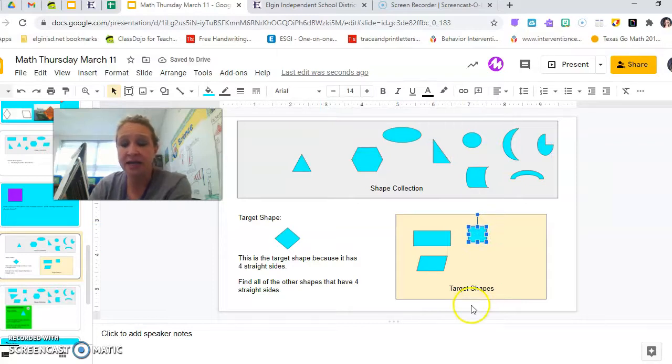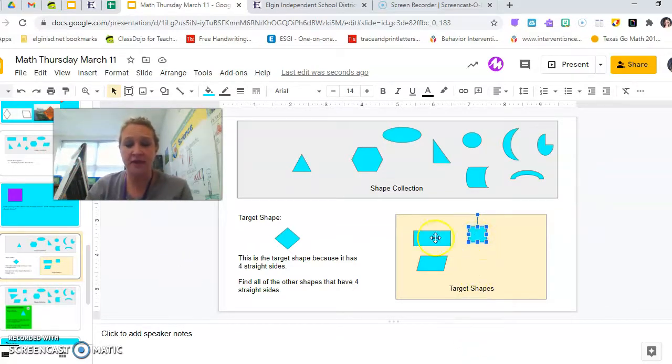Okay, are there any more shapes? Does this have 4 straight sides? No, this one doesn't even have sides. It's round. What about this one? Does it have 4 straight sides? Nope, only 3. What about this one? No, these are kind of curved. These are not straight sides, so that does not count. Do you see any more shapes with 4 straight sides? No, that's all of my target shapes right there. These can be sorted together because they all have 4 straight sides.